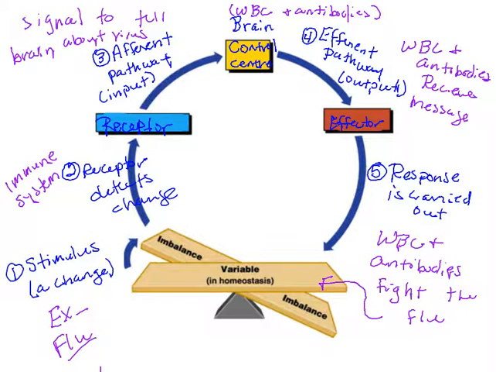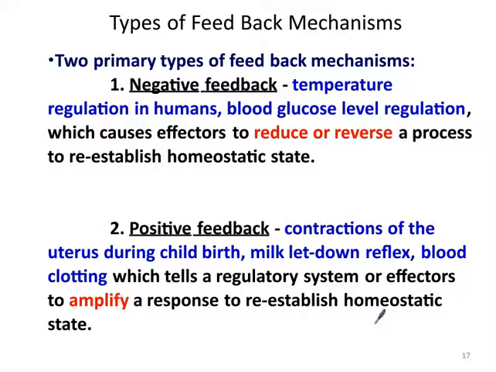Now, there are 2 different types of feedback loops. The first type of feedback mechanism is called negative feedback. So this would be any kind of feedback mechanism that's going to cause some kind of reversal to a process. The reversal or the reduction that occurs is going to take us back to homeostasis.